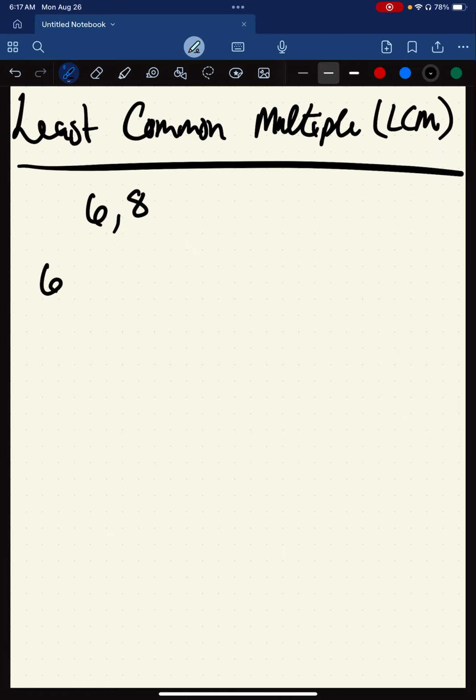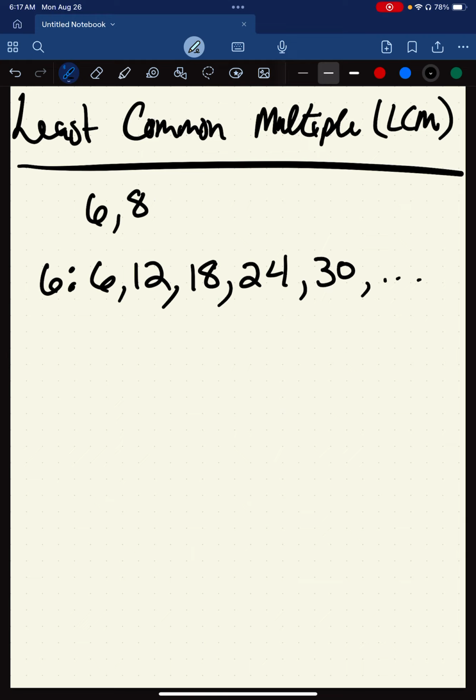What is it 6 divides? Well, 6 divides 6, right, because that's 6 times 1. 6 divides 12, that's 6 times 2. 6 divides 18, that's 6 times 3. 6 divides 24, that's 6 times 4. 6 divides 30, 6 times 5, right, and so on.